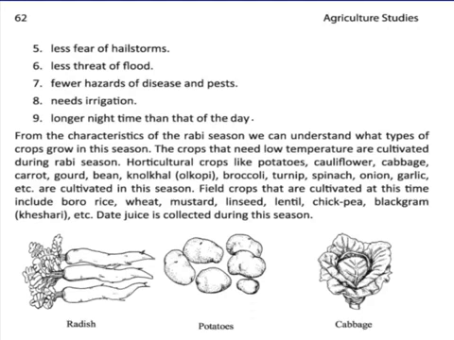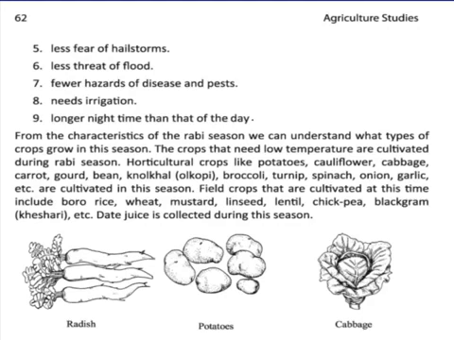And 7. Fewer hazards of disease and pests. Fewer means less, and less hazard means less danger of diseases and pests. Especially pests means destructive insects or other animals that attack the crops and livestock, etc. Needs irrigation, because in the winter season there is no rainfall, and that is why we have to give irrigation to our crops. A night longer than the day. At that time, the day is short, but the night is longer.